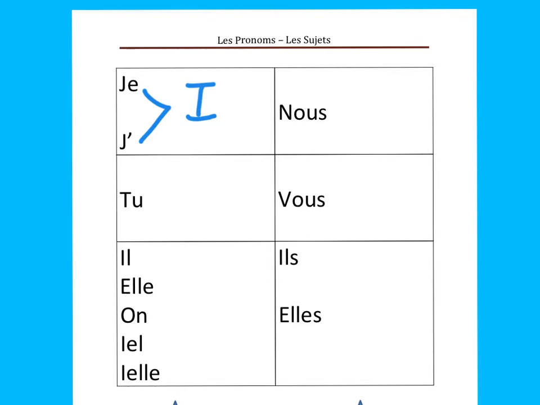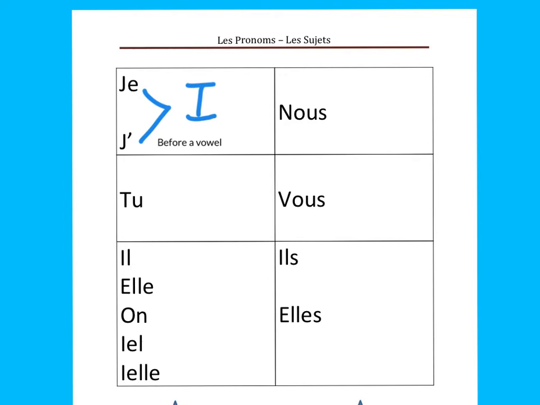Remember that when you're working with j', the reason for that apostrophe is that the e is taken out because you have to make a connection with a different vowel. So the apostrophe is going to come in before a vowel.